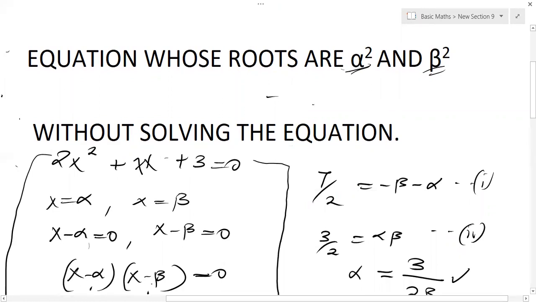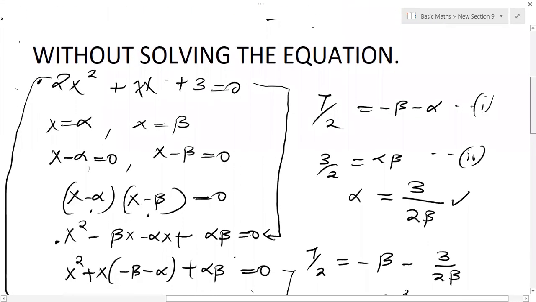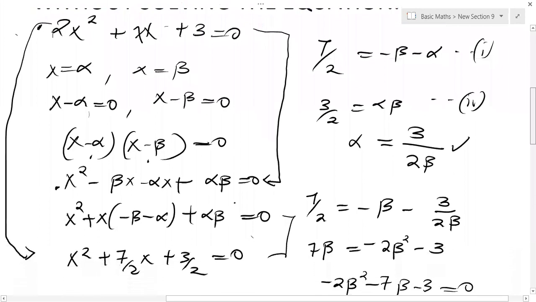So multiplying this and this, we get x squared minus beta x minus alpha x plus alpha beta is equal to zero. Now, since those were the roots of this particular equation, this equation that we've gotten here is similar to this one. However, this one has a coefficient of two. So in order to compare these two, I will divide all throughout this equation by two so that it's quite similar to this one. So dividing that equation by two, we will have x squared plus 7 over 2x plus 3 over 2.